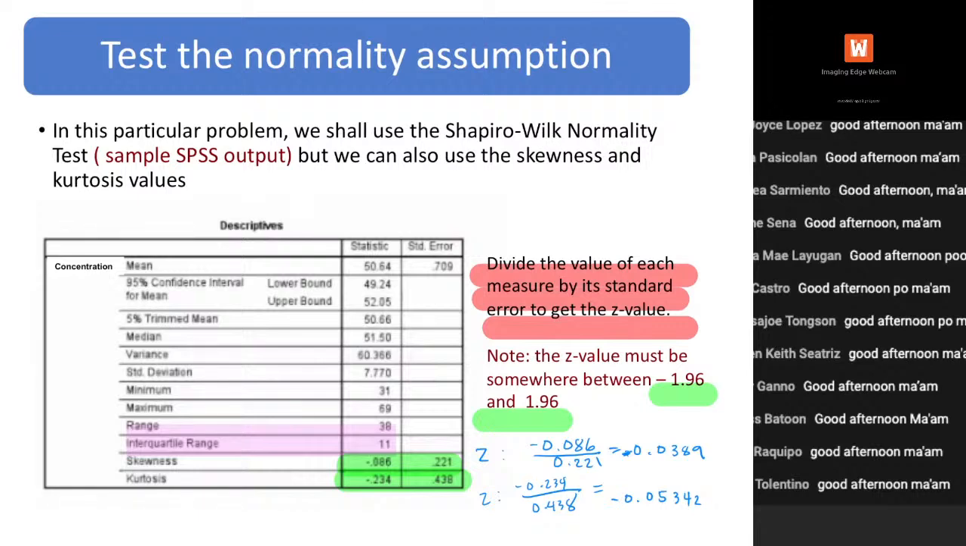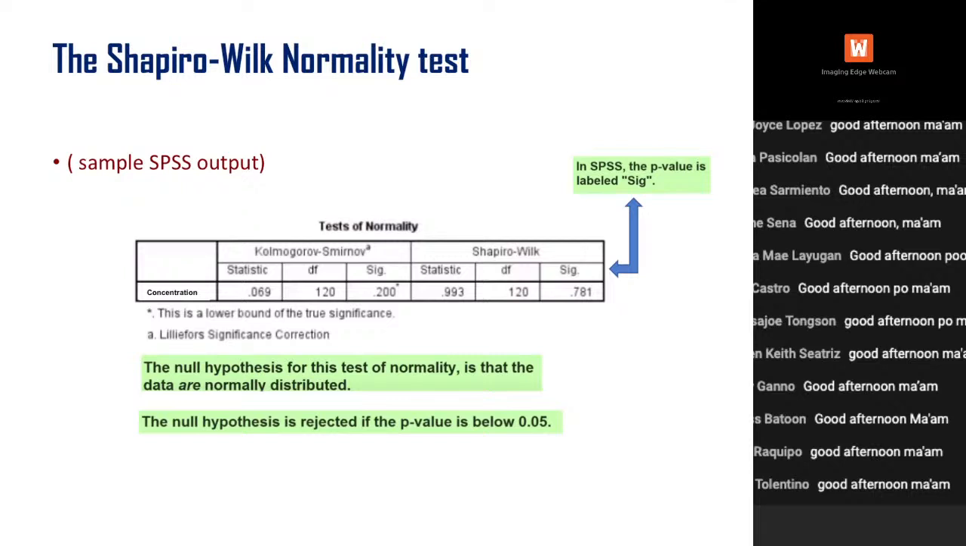Now, aside from kurtosis and skewness, we can also make use of the other tests, the Shapiro-Wilk normality test. And this is a sample SPSS output for the Shapiro-Wilk normality test. The output looks like this from SPSS. In fact, it gives you two, si Kolmogorov-Smirnov and the Shapiro-Wilk. Pero discuss lang natin si Shapiro-Wilk. So, in SPSS, the p-value is labeled as Sig. So, hanapin niyo ito, si Sig. That gives the p-value.